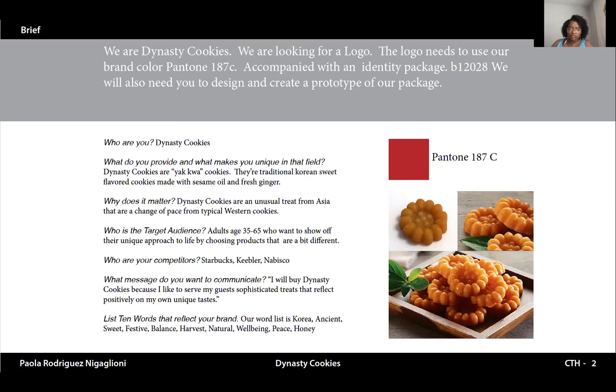So Dynasty Cookies, what do you provide that makes you unique in that field? So every creative brief, you have to have something that's unique. All products have to have a unique feature, otherwise they won't exist for long. Why does it matter? Why do people care that it's unique? Who is the target audience? So you'll have a target audience and you're going to work in some personas later on. We'll talk about that more later. Who are your competitors? You got to look at the competitors.